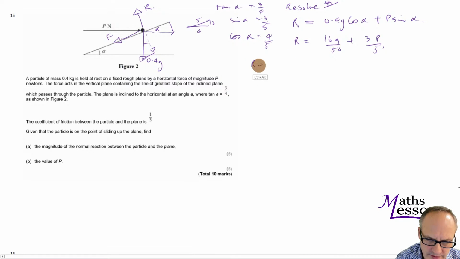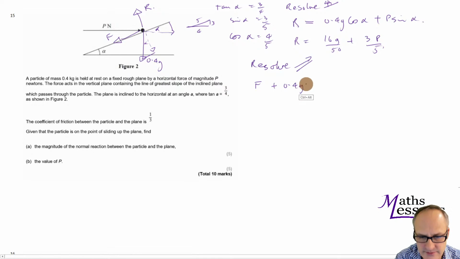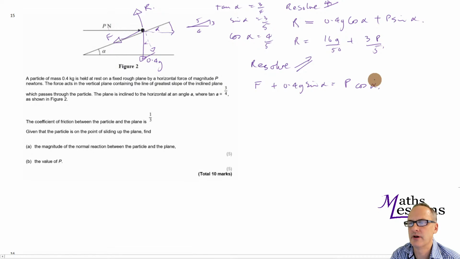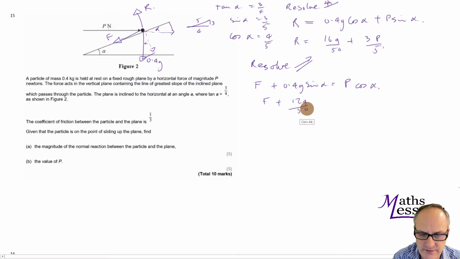Now if we resolve next in the perpendicular direction to that, which is going to be parallel to the plane, we're going to have the F plus this component of mg, so plus 0.4g sine alpha equals, now parallel to the plane, we're going to have a bit of this P acting, so it's going to be P cos alpha acting parallel to the plane. So we've got F plus 12g over 50 equals 4P over 5.